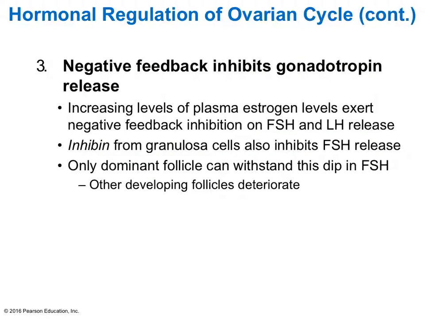So follicle stimulating hormone levels go down because of increasing levels of estrogen, as well as inhibin, which is released by the granulosa cells. So these two things together cut back on the amount of FSH. So there were several follicles developing at this point in time. Only one of them is going to be able to continue past the reduction of FSH levels. The other ones are going to disintegrate.